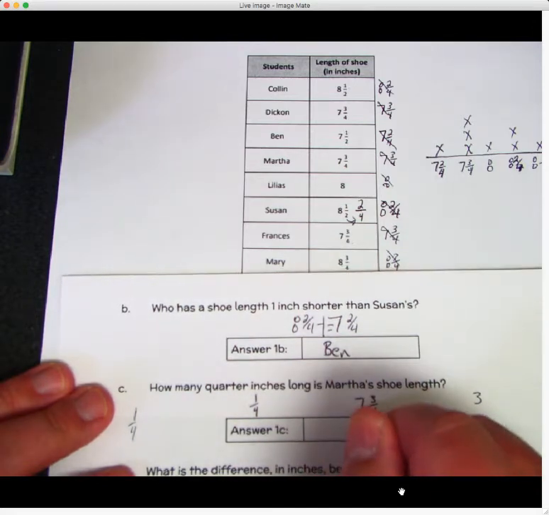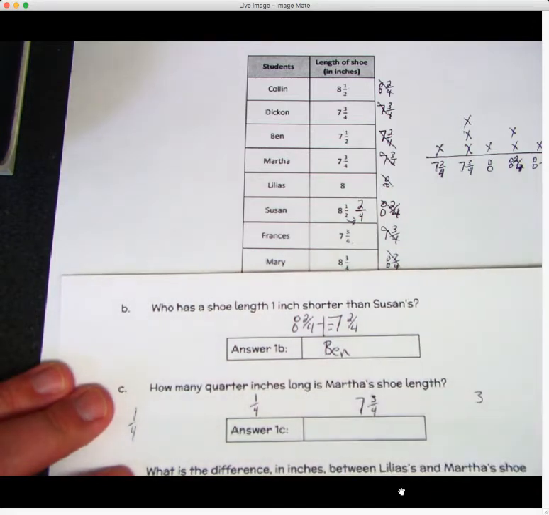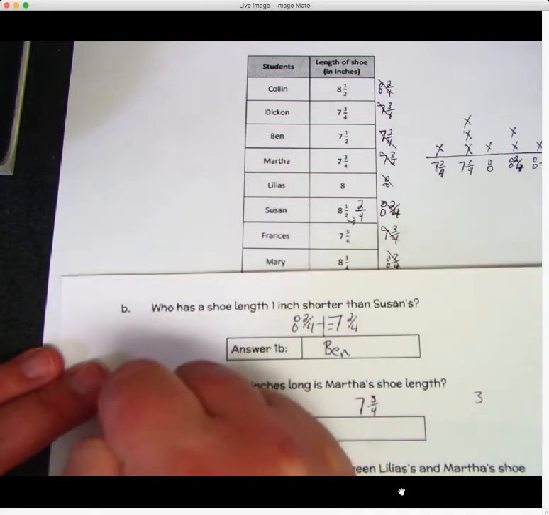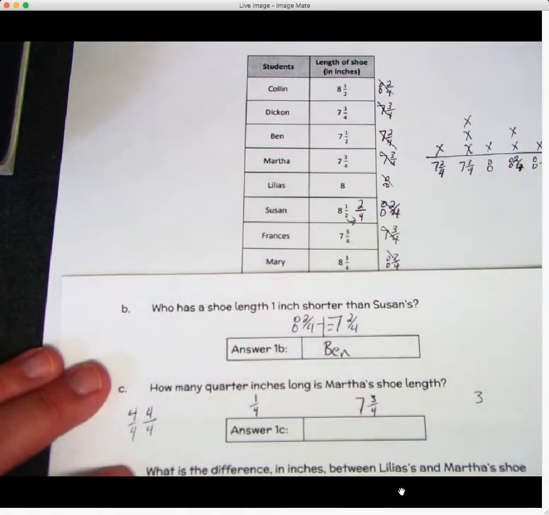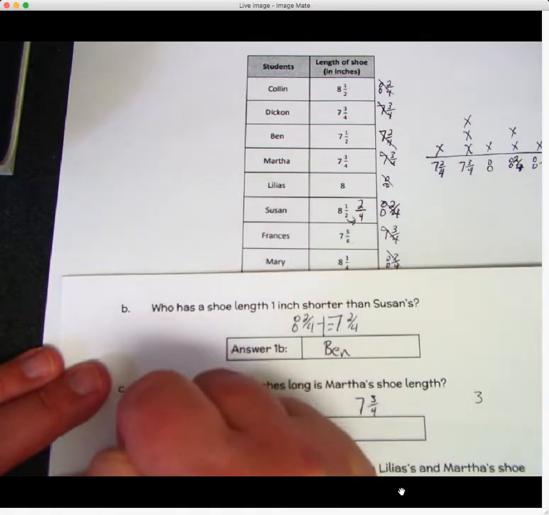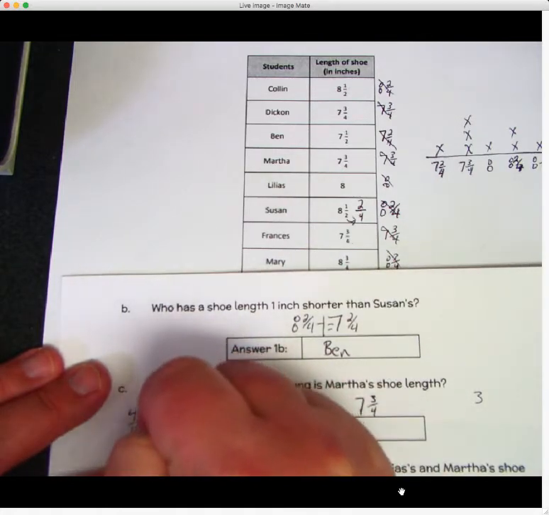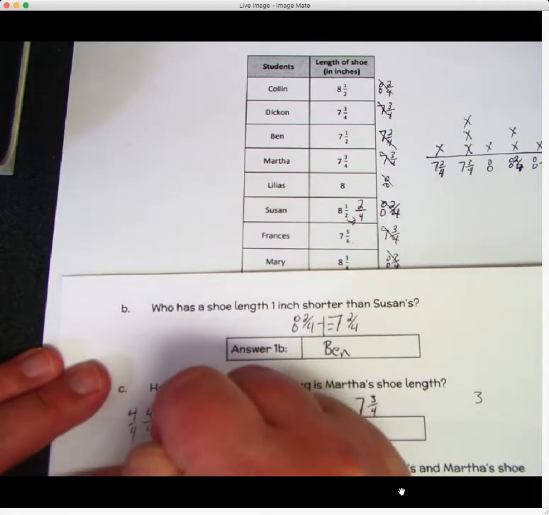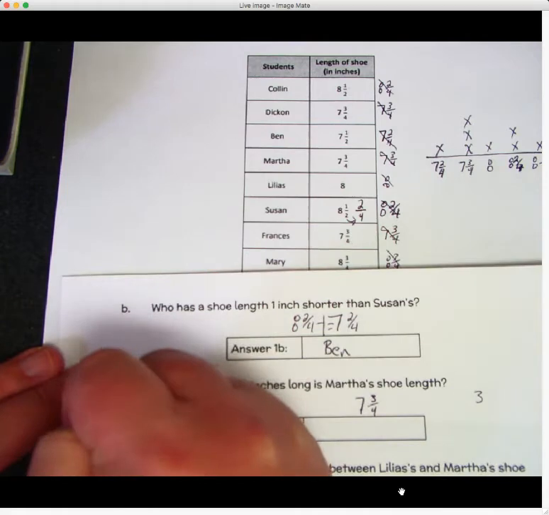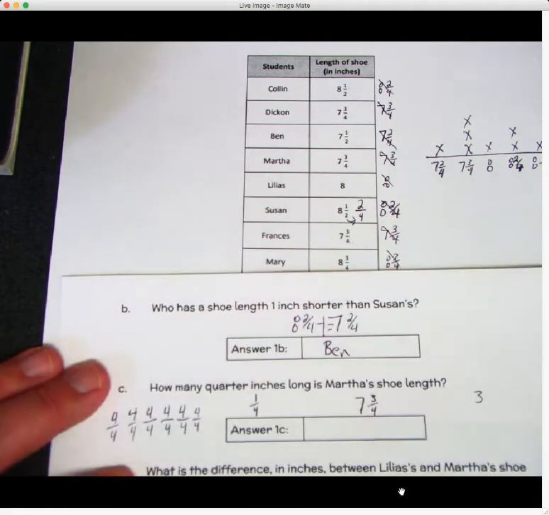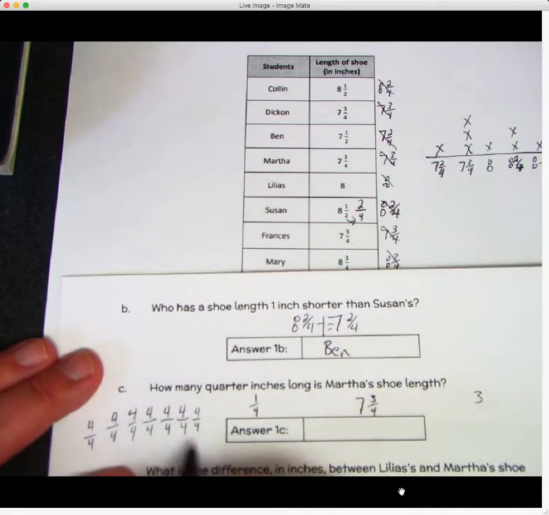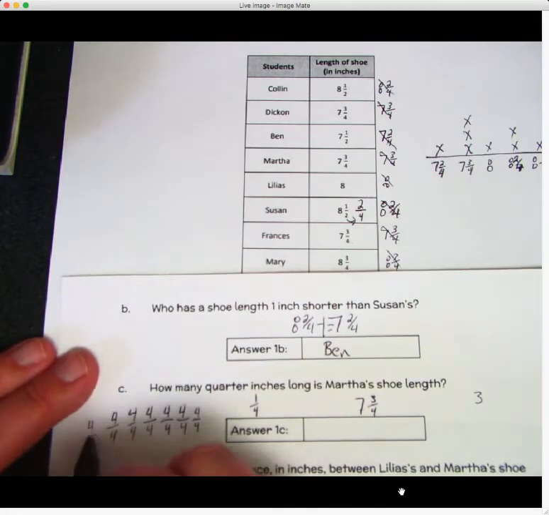Well, remember what we do? We break this down into 4/4. So to get 7, I would need 4/4. There's 1. 4/4 more. There's 2. 4/4 more. There's 3. 4/4 more. There's 4. 4/4 more. There's 5. 4/4 more. There's 6. 4/4 more. There's 7. So 1, 2, 3, 4, 5, 6, 7.